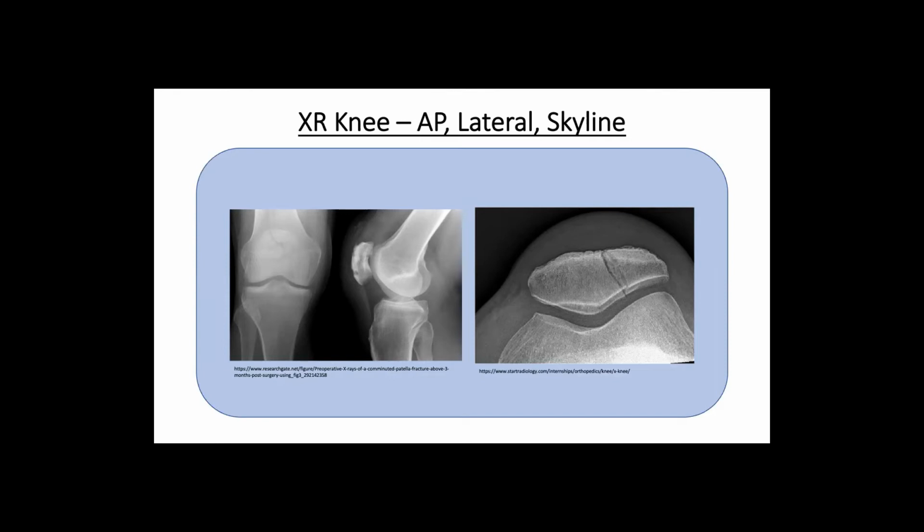So looking at these x-rays, the most useful views for these patients are an AP, which is an anterior to posterior x-ray, a lateral, which we can see, and a skyline view, which is specific to look at the patella directly on.